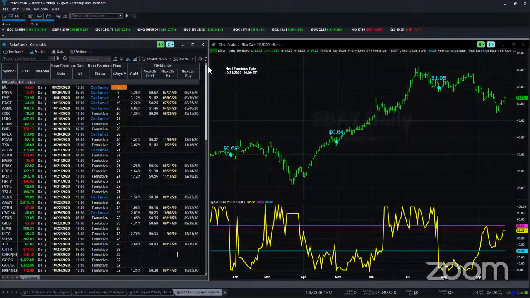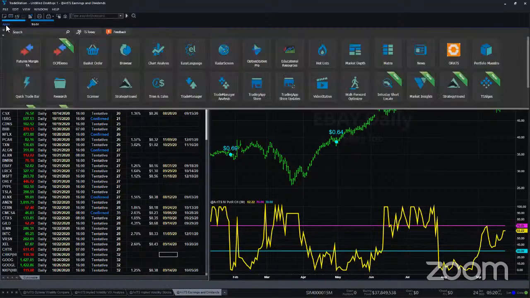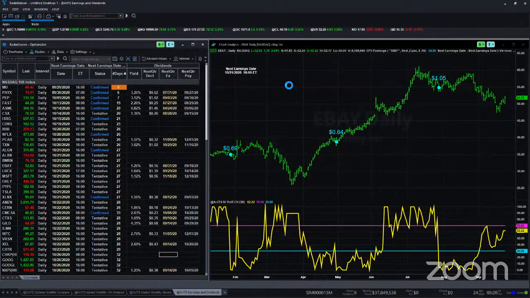Now this indicator comes from the store. So when you subscribe to this indicator, make sure you subscribe to it before you open this workspace, because otherwise you'll get a message saying that the indicator doesn't exist. But even if that happens, to get that indicator into the chart or into TradeStation, you're going to go to Apps and you're going to go to Trading App Store Updates. So there's a couple of trading store icons in here, but the one you want is the updates.